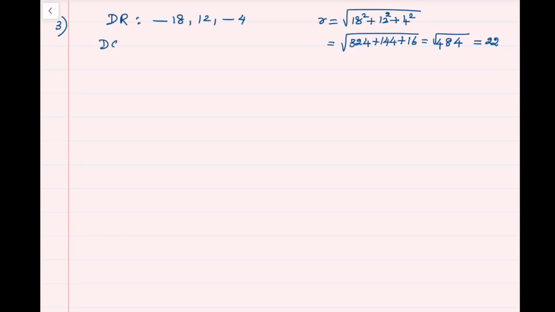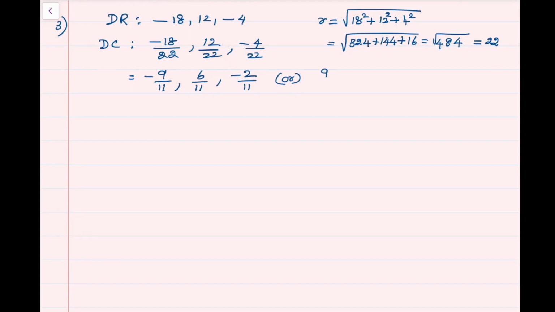Therefore, the DCs are minus 18 over 22, 12 over 22 and minus 4 over 22. Let us simplify and write these answers. We get minus 9 over 11, 6 over 11 and minus 2 over 11. Since it is a line, we can write another set of direction cosines: plus 9 by 11, minus 6 by 11 and plus 2 by 11.